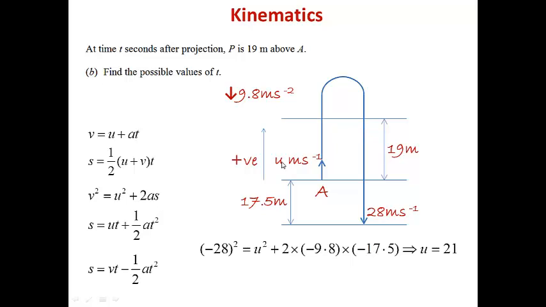We know u is 21, so we can now use this equation, s equals ut plus a half at squared. So we substitute the values into this equation, and we have 19 equals 21, which is the u, times t, plus a half, acceleration a, remember it's negative, minus 9.8 times t squared. And this yields us a quadratic in t, which will give us the two values of t where the particle is 19 meters above A. You'll solve that with the formula.